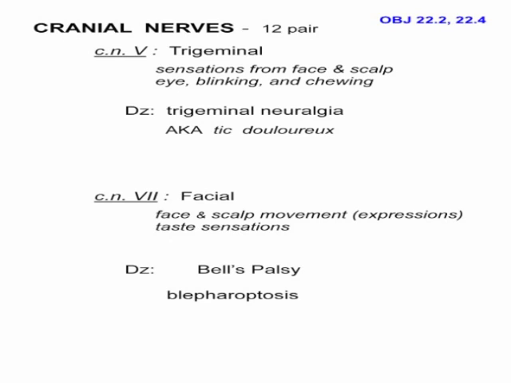The next cranial nerve that we will be discussing is cranial nerve number 7, or the facial nerve. This controls the face and scalp movement and expressions and taste sensations. The disease that is associated with cranial nerve number 7 is Bell's palsy. Bell's palsy is a unilateral facial paralysis. We also see blepharoptosis, or eyelid drooping.